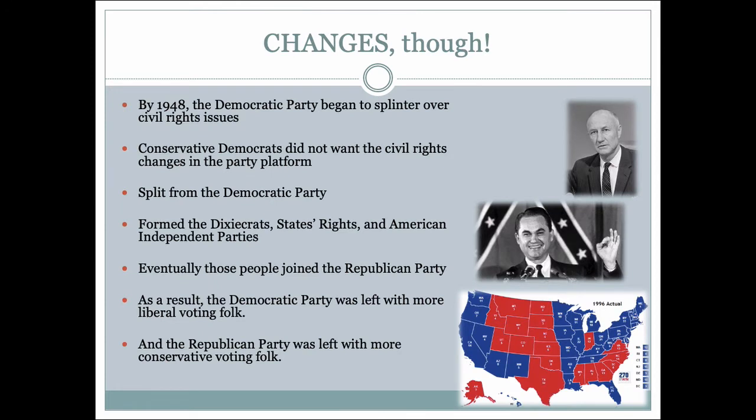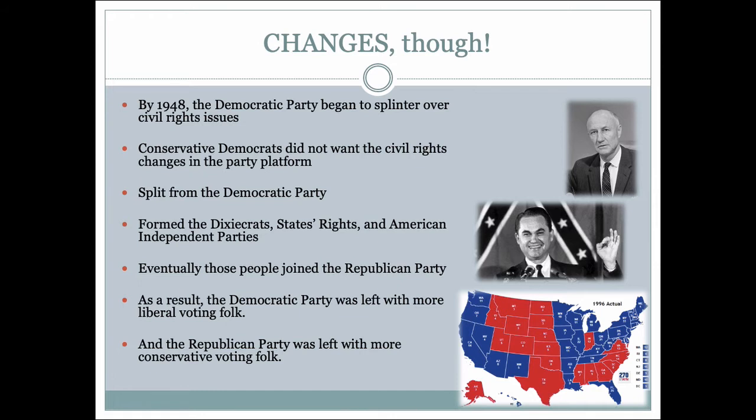But as we mentioned, there were changes. In about 1948, the Democratic Party began to splinter over the civil rights issues. So that was considered a plank, one issue in their party's platform. And so conservative Democrats did not want the civil rights changes to that party platform. And those conservative Democrats tended to be situated in the South. Mississippi, Alabama, Georgia, the Carolinas, etc.